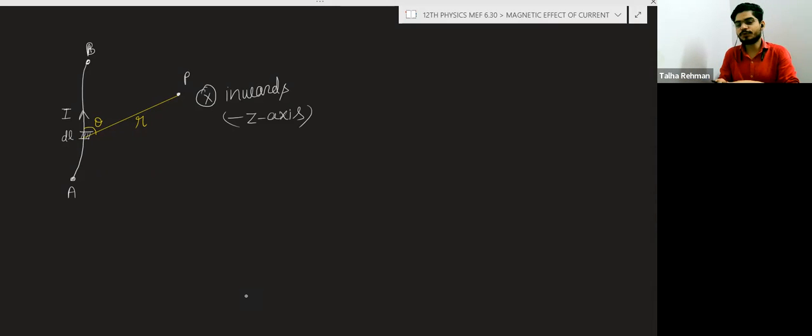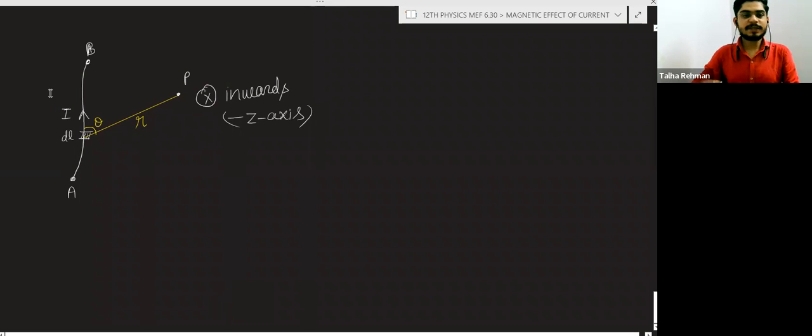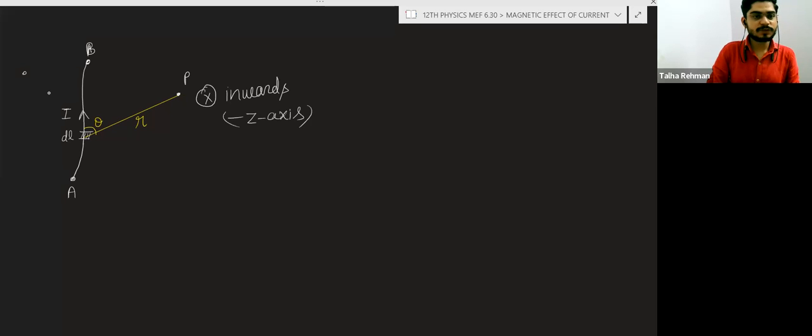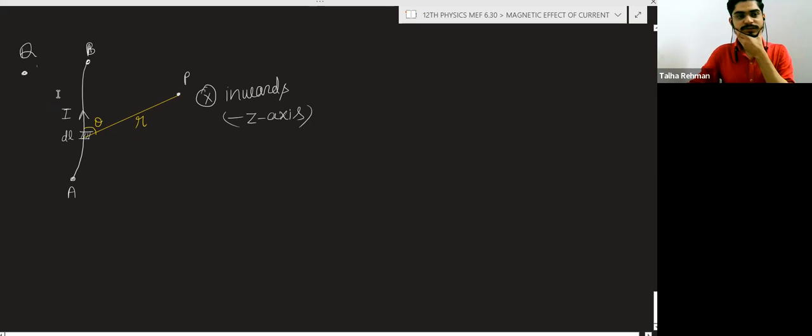Because what you have to do, you have to point your thumb in the direction of the current and point your four fingers in the direction where you want to calculate the magnetic field, and curl your fingers 90 degrees. 90 degrees like this. Suppose if I want to calculate the direction of magnetic field at this point Q, can anyone tell me what will be the direction?